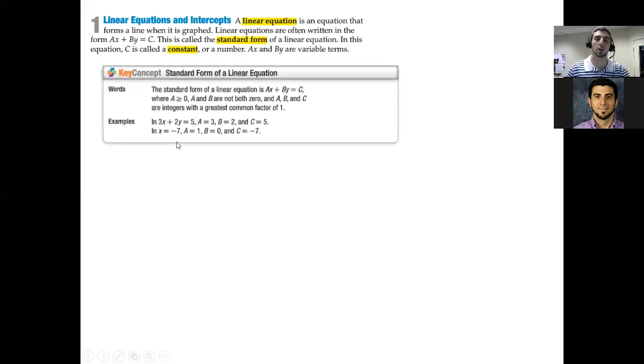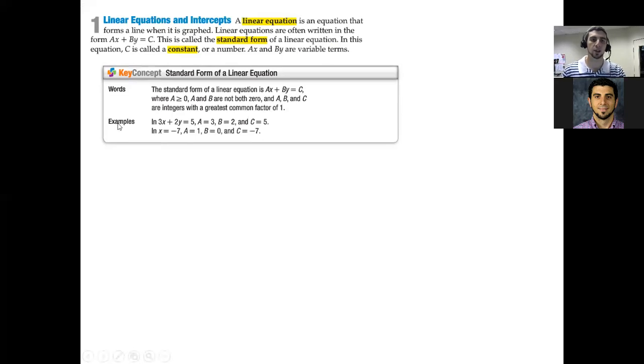So standard form of an equation is ax plus by equals c, where a is greater than or equal to 0, and a and b are both not 0. Now what that means is that a could be 0 or b could be 0 in the equation. In other words, there wouldn't be an x or there wouldn't be a y, but both of them can't be 0 at the same time. If they were, you wouldn't have an x or a y, and there'd be no variable in the equation. And a, b, and c are integers with a greatest common factor of 1.